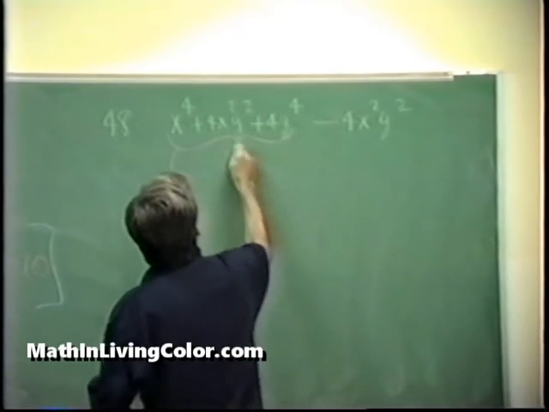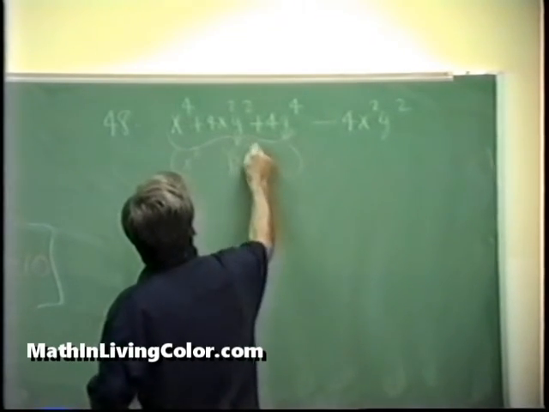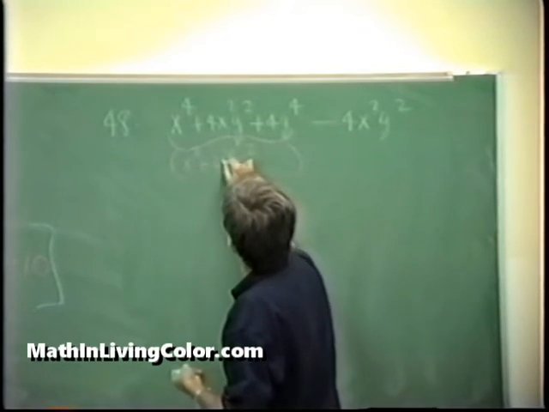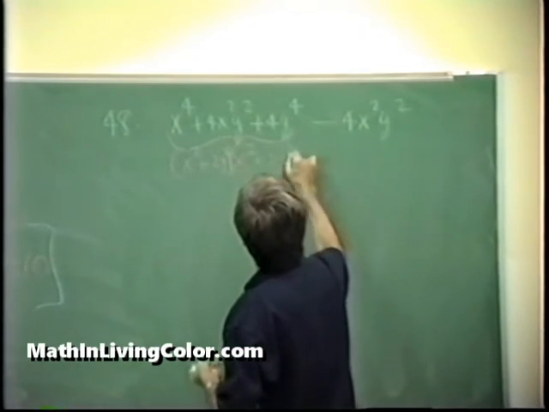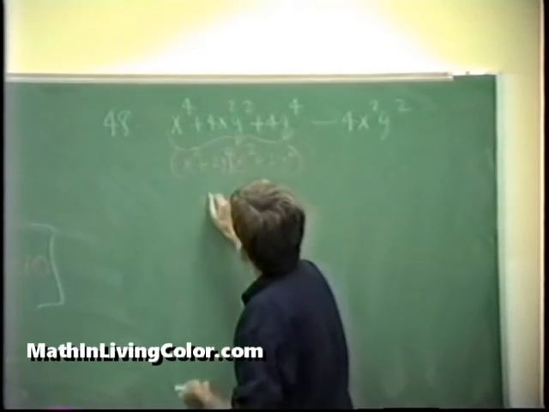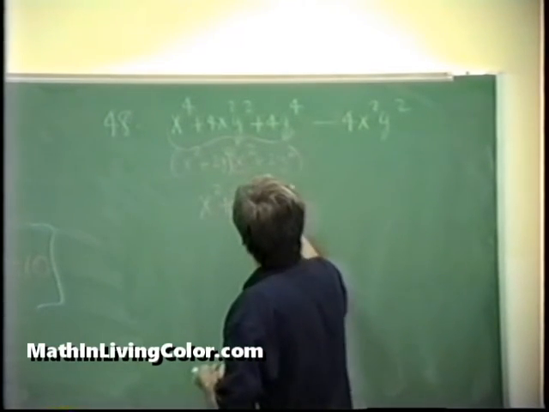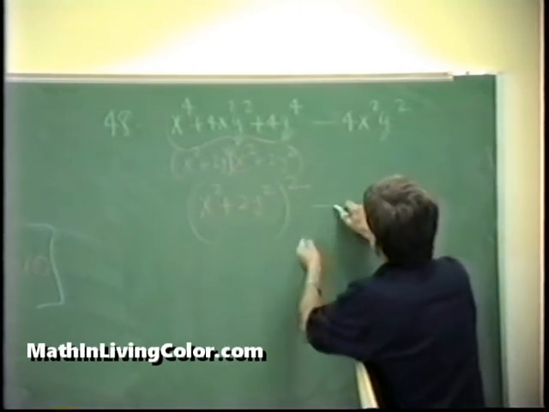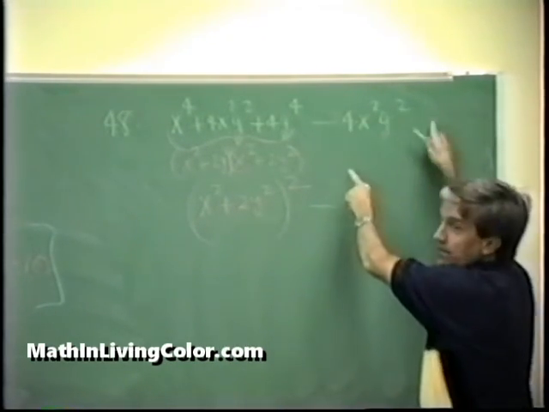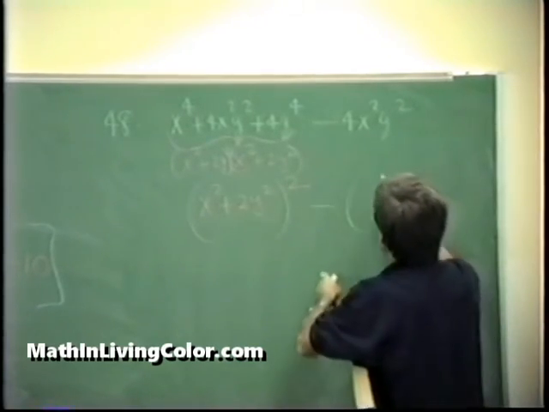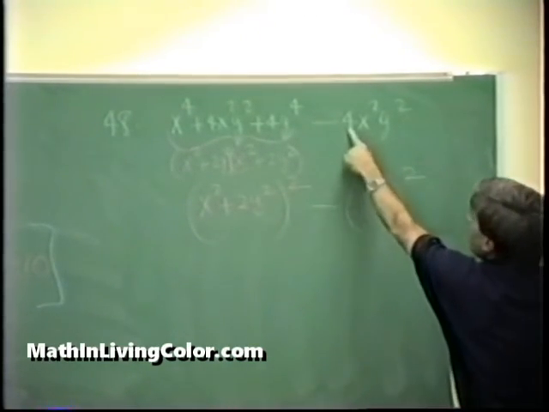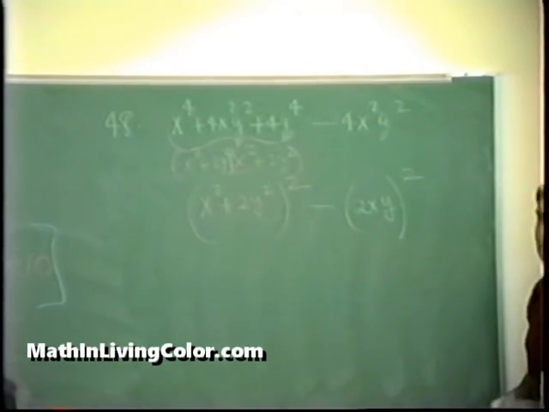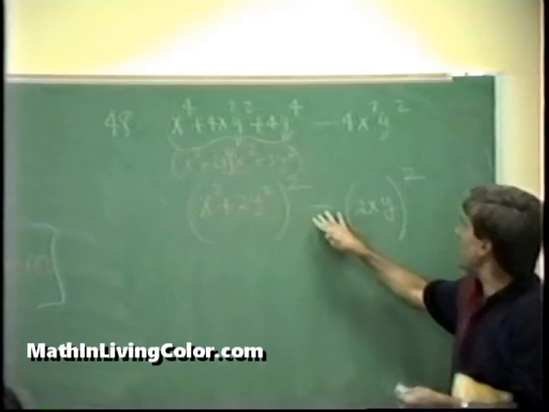Let's do 2 sets of parentheses. X squared, and then what to get 4y squared? Plus 2y squared. And then that would be x squared plus 2y squared, the quantity squared, and then minus, look at this down here. This is a quantity squared, isn't it? Minus what quantity squared? Can you see that right there? 2xy. Right? Isn't it slick? So now you've got a quantity squared minus a quantity squared.